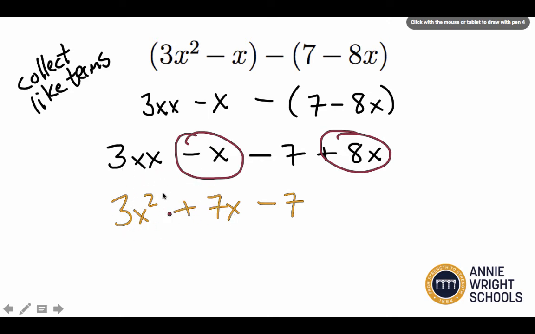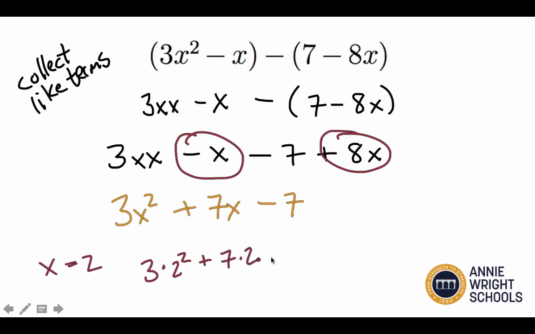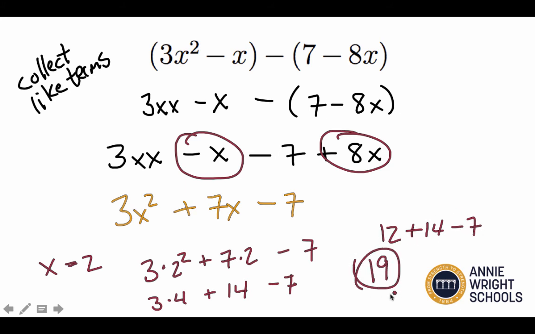Why can't we combine these terms here? Well, order of operations says this has to happen before you can do this. If I told you x was equal to 2, well, you would do 3 times 2 squared plus 7 times 2 minus 7. Well, that would be 3 times 4 plus 14 minus 7. See how we had to wait to see what we got here? That's 12 plus 14 plus negative 7. That ends up being 19, right?